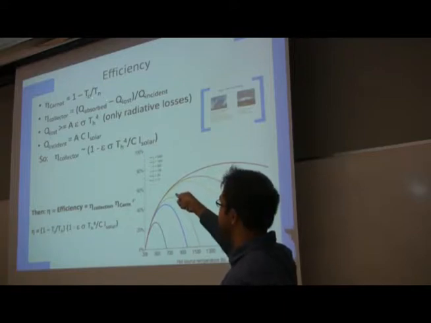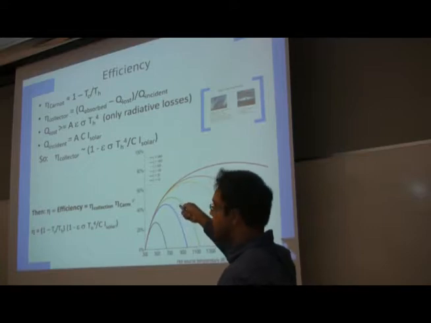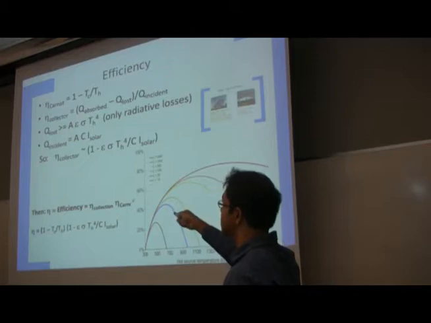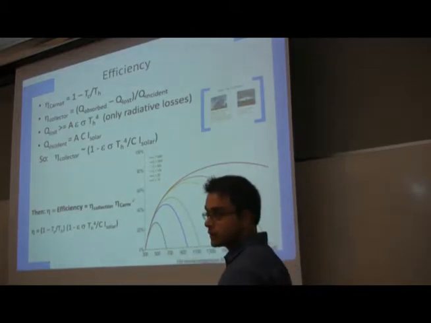If you make that infinite, this efficiency goes to 100%, right? But obviously that's not the only thing of interest. We also have this thing to worry about, because we're collecting the light. So that's why you have an optimum situation.